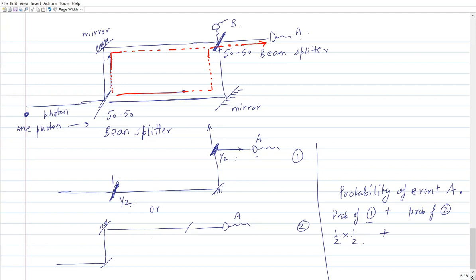Similarly, for event 2 to occur, I have a half-half probability of going this way, and again a half-half probability of not taking this path but taking this path, which gives me a quarter. So in other words, the probability of the photon being detected at detector A is the sum of 1 and 2, which comes out to be half. So roughly half the times, exactly half the times actually, I'm going to detect the photon at A.